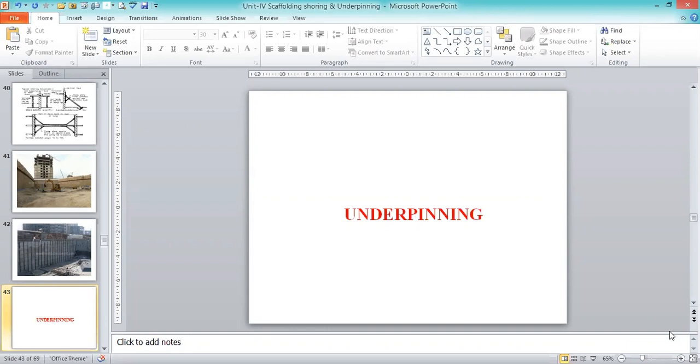Or we can say there are three stages. One is protective works, another is called remedial works, and another is called repair works. These are the three different stages in which we apply underpinning. Now we will see that one by one: how you define it, the various situations demanding underpinning, and then what methods of underpinning we are going to provide.